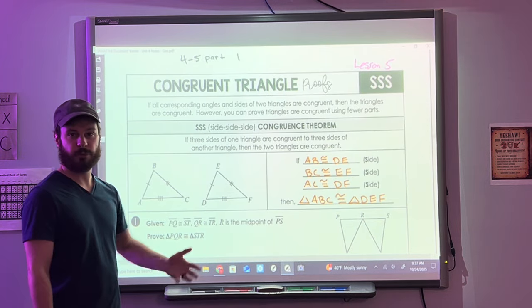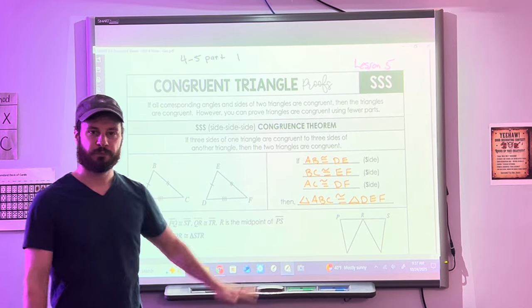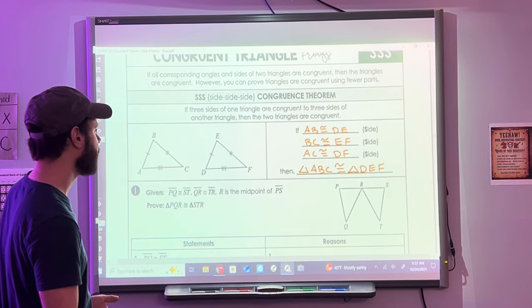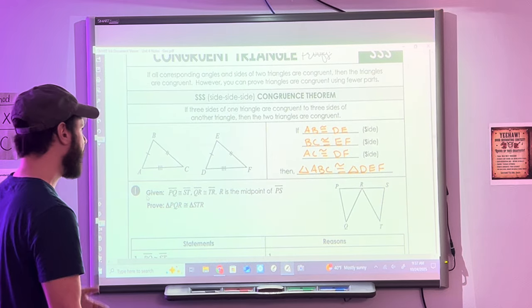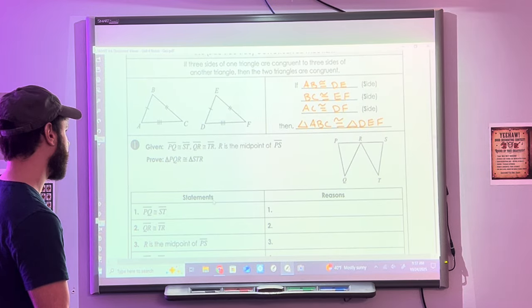So we have different ways that we can prove triangles are congruent, and the easiest, the most basic, we're starting out with side, side, side. If you have two triangles where all the sides match, just like this, then the triangles are congruent to each other. Three matching sides makes two matching triangles.